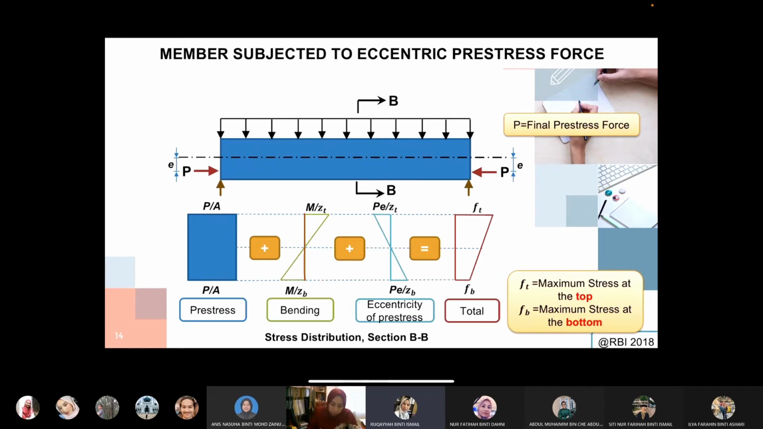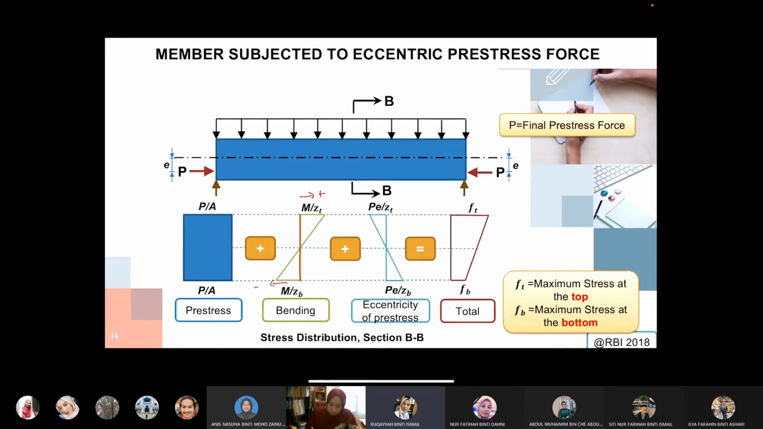Okay, whatever goes this way is positive, whatever goes this way is negative. So you will have this one is negative, this one is positive. All right, and when you want to have the total of the stress, for example, the top stress or FT, when you write the equation, you will get P over A, then plus M over ZT, then minus PE over ZT, which is equivalent to the top stress.